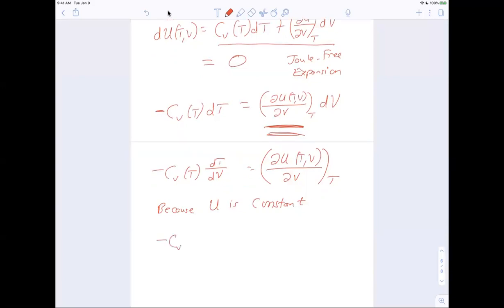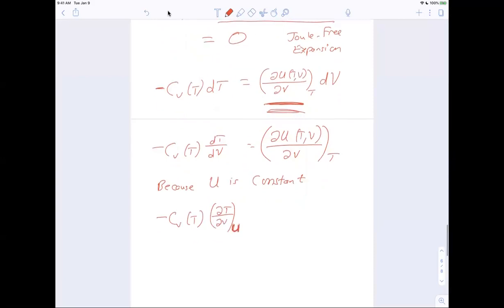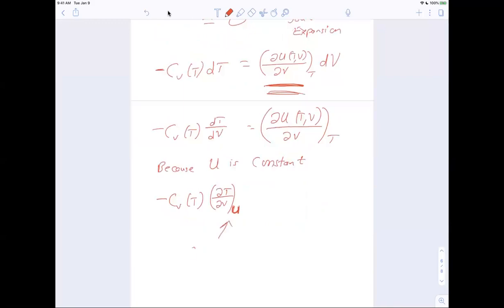So we have minus CV of T. Here we can write the partial of T with respect to V, but here we're going to qualify this by saying this is at constant U. Why? Well, because we did the experiment at constant U. We set up the experiment. Okay, we did it. So we can do that. It's okay. We're allowed to do it. You can do this in your PChem lab if we actually had the capability to do this experiment in person. So we now have a relationship for this partial derivative that is given by this.